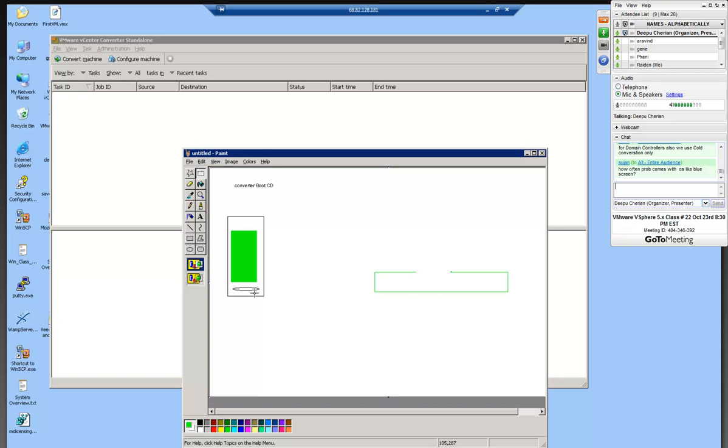Blue screens, no problem. Windows 2000 and 2003, I have seen blue screens happening. It is a little risky also. So what I used to do, or what I even insist my direct reports do, when they do P2V conversions, is go to that business manager.